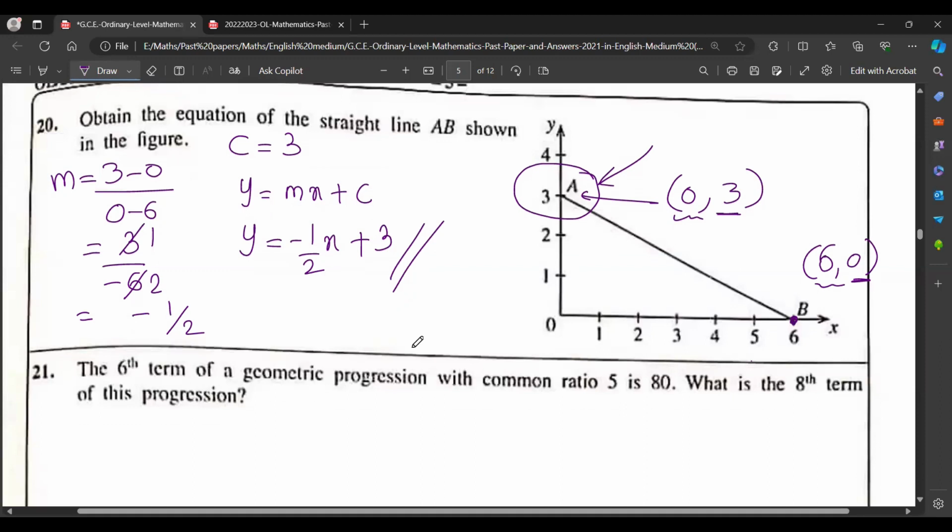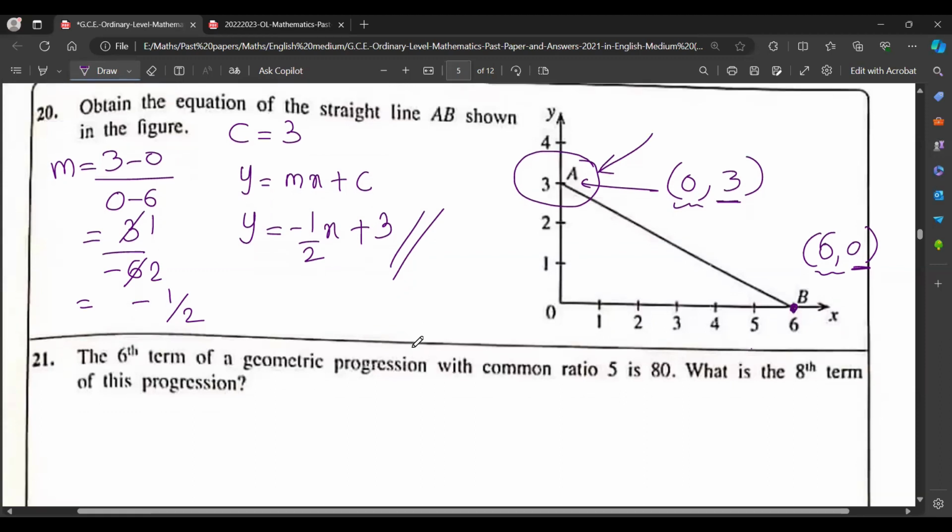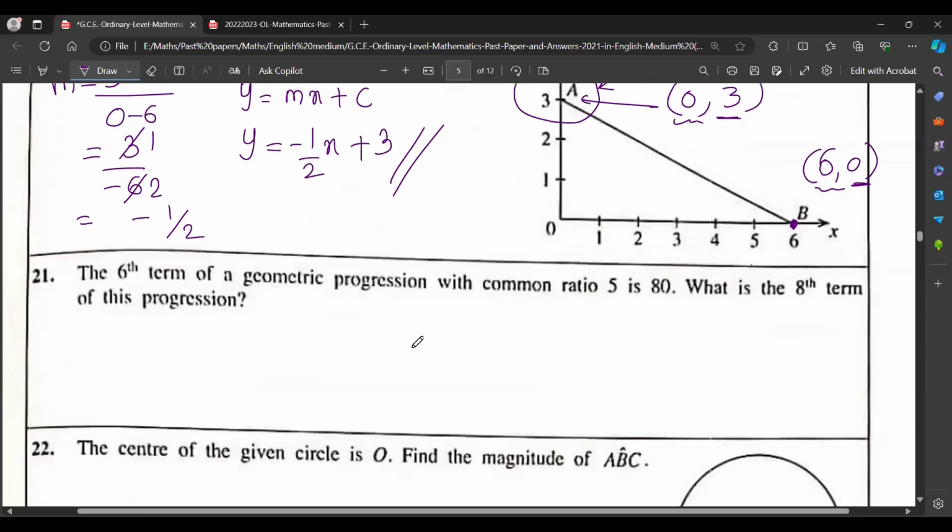Y equals mx plus c. First of all, you can find m, y difference divided by x difference. After that, you can find c.